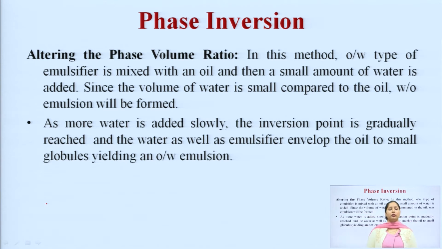As more water is added slowly, the inversion point is gradually reached, and water as well as emulsifier envelop the oil to form globules, yielding an oil in water emulsion. So, we can improve this by adding water slowly. Okay. Then what will happen? If we start adding water gradually, then the water and the emulsifying agent try to envelop the oil phase, and as a result an oil in water type of emulsion will be formed.